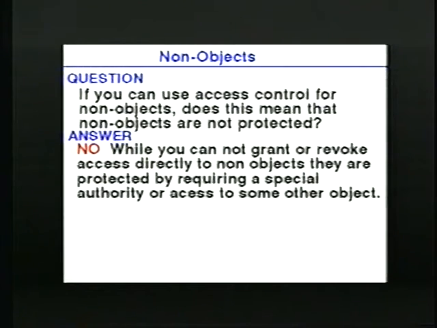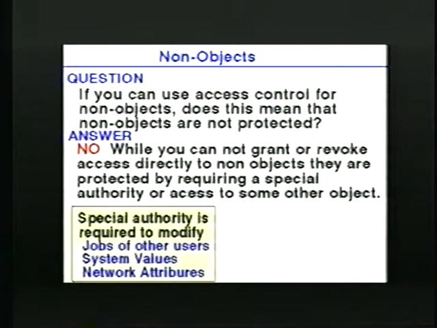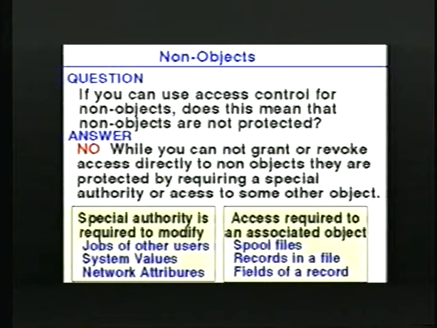So if you can't use access control to protect these non-objects, does it mean that there's no protection for them? No, that's not true. While you can't explicitly grant access to a non-object, you can protect non-objects by protecting some other mechanisms. One of the other mechanisms is the special authorities. For jobs, system values, and network attributes, a special authority is required to access these non-objects. For the other non-objects, such as spool files, records in a file, and fields in a record, you have to be authorized to some other file.